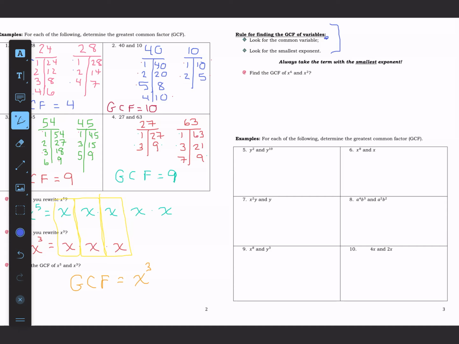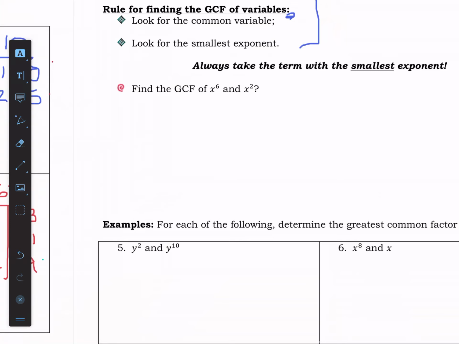So the example underneath, find the GCF of x to the 6th and x squared. So you don't have to write a whole thing out. All you have to do is take the lower exponent. So the lower exponent here is 2. So our GCF is equal to x squared. Okay? That's it. All right?